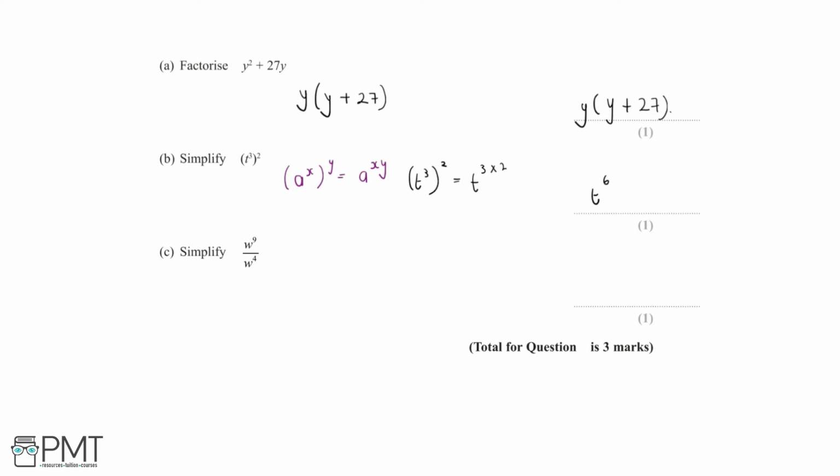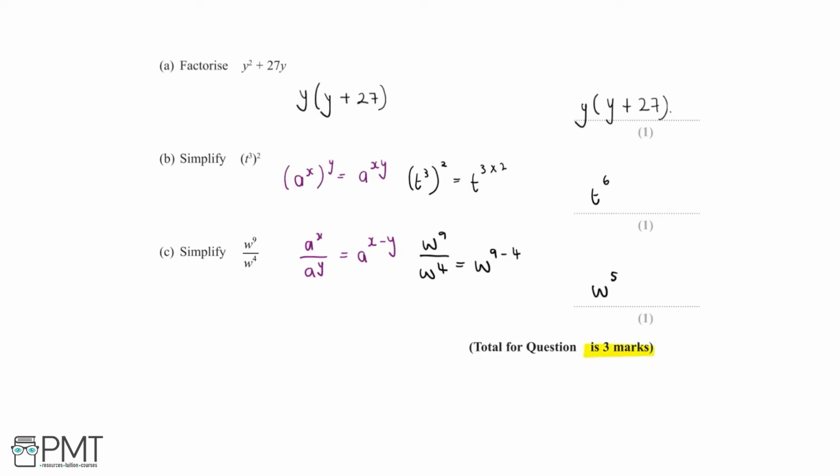Finally, in part C, we're asked to simplify w to the power of 9 divided by w to the power of 4. And there's another index law that we can use to help us. A to the power of x divided by a to the power of y is equal to a to the power of x minus y. And so we can therefore say that w to the power of 9 divided by w to the power of 4 is equal to w to the power of 9 minus 4. And so we can simplify this and say that w to the power of 9 over w to the power of 4 is equal to w to the power of 5.